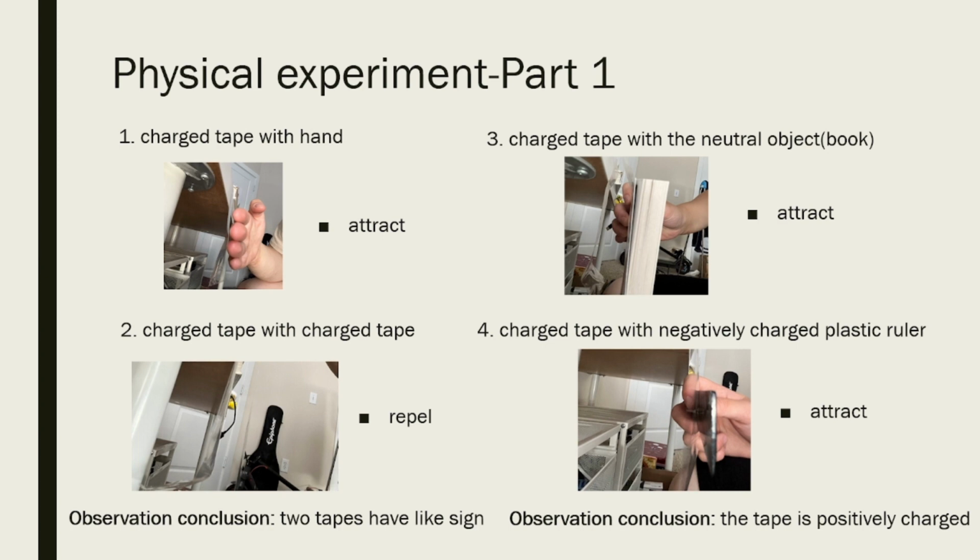With the charged tape, we can do a few experiments and make some observations, which lead to some conclusions. There are two conclusions that are quite important. The first one is that two tapes have like sign. This is from the experiment where, when I put two charged tapes close to each other, they repel. And we also conclude that the tape is positively charged because it is attracted to the negatively charged plastic ruler.